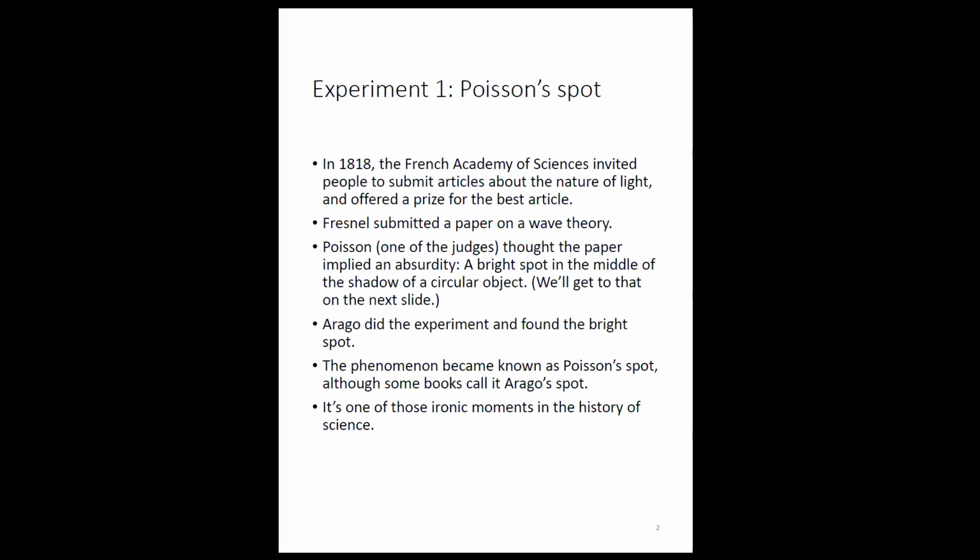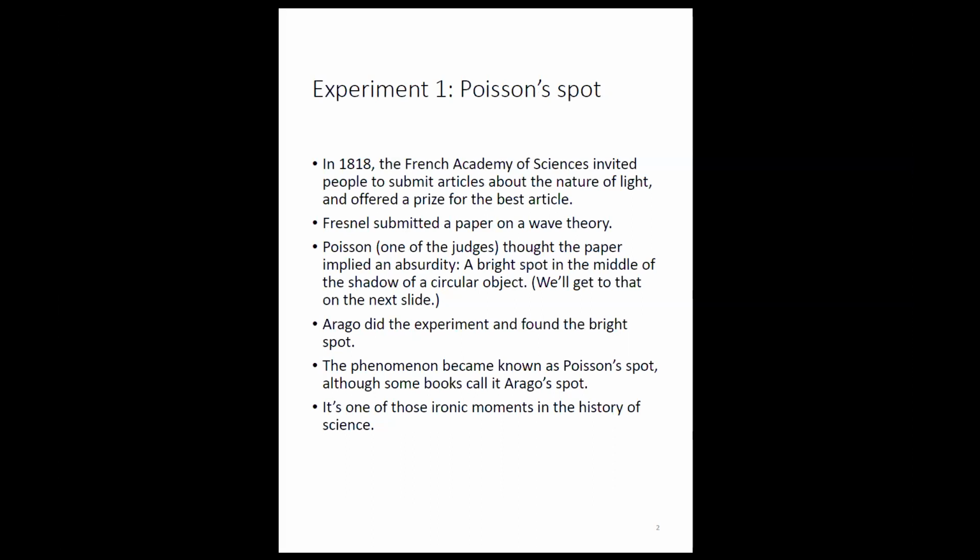In 1818, there was a contest to see who could come up with the best article on the theory of light. And Poisson, who was judging it, looked at the wave theory and said, no, wait, this is absurd, because if this theory is true, then in the shadow of a circular object, you're going to have a little bright spot in the middle. And we'll get to why that is. And so someone else named Arago did the experiment, and he found the bright spot.